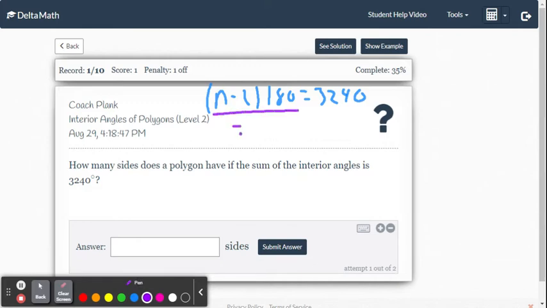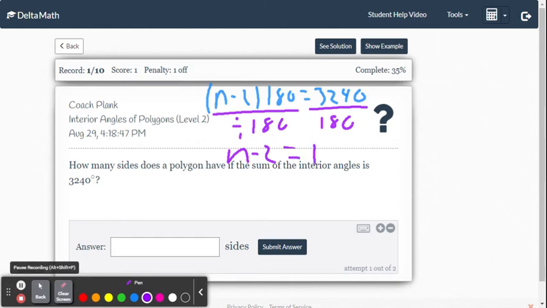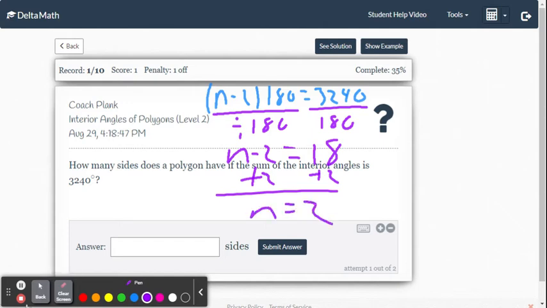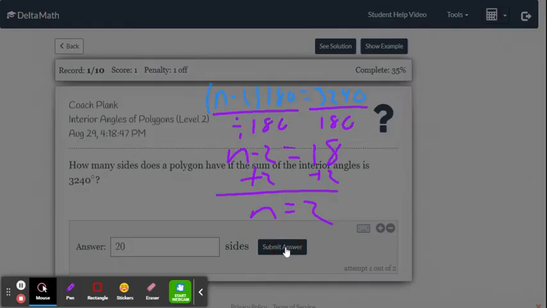First step, let's divide both sides by 180. Instead of doing the distributive property, because that's going to make a mess, we just divide both sides right away by 180, because n minus 2 times 180, we undo that multiplication with division. So now we have n minus 2 equals 18. And now we simply add 2 to both sides, plus 2 plus 2, and we get n equals 20. For our answer in DeltaMath, we just type in the number. There are going to be 20 sides.